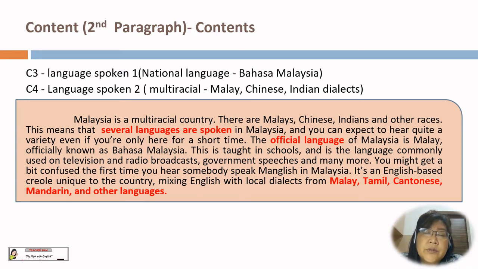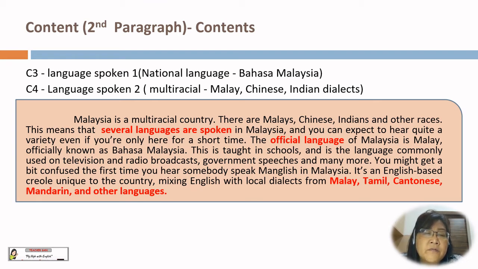Malaysia is a multiracial country. There are Malays, Chinese, Indians, and other races. This means that several languages are spoken in Malaysia, and then you can expect to hear quite a variety even if you're only here for a short time. The official language of Malaysia is Malay, officially known as Bahasa Malaysia. This is taught in schools and is the language commonly used on television and radio broadcasts, government speeches, and many more.